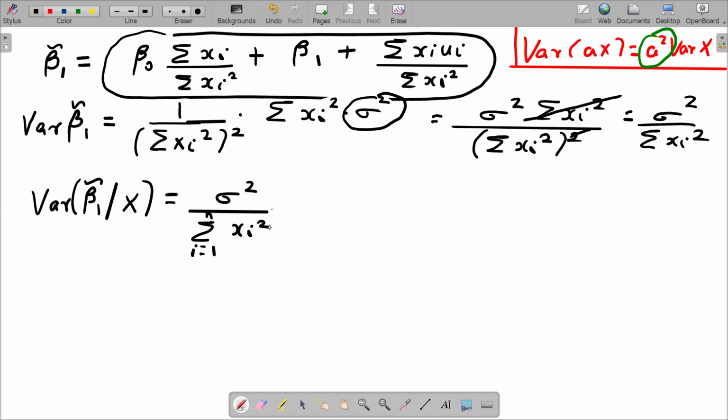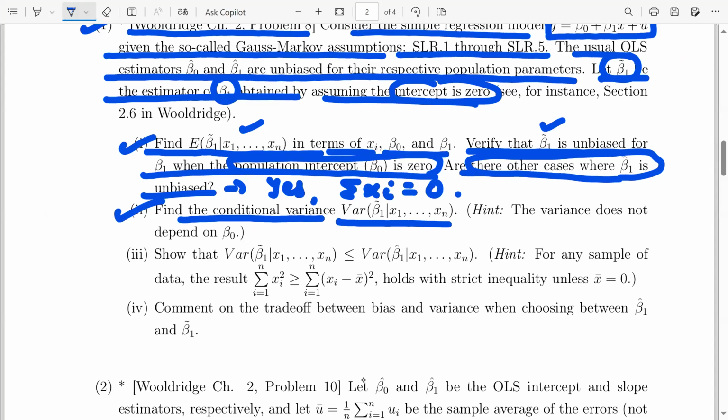Okay, now let's look at what the next part is asking us. Coming back to the problem set, show that variance of beta 1 tilde is less than or equal to variance of beta 1 hat. And there's a hint given to us that summation xi square is greater than or equal to summation xi minus x bar square. We all know that summation xi square is greater than or equal to summation xi minus x bar square, unless and until x bar is 0, but x bar is not 0. Okay, so let me quickly come to the whiteboard.